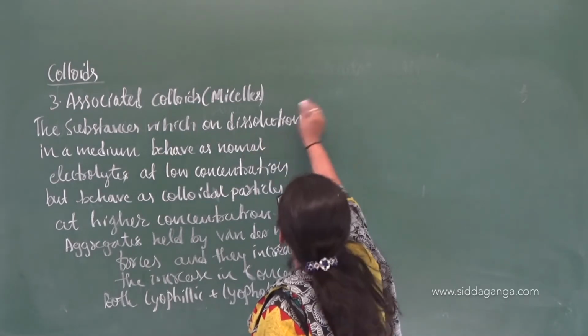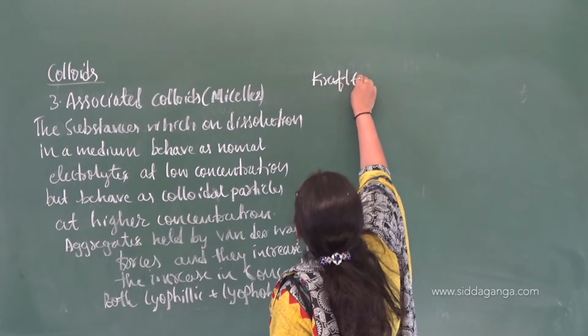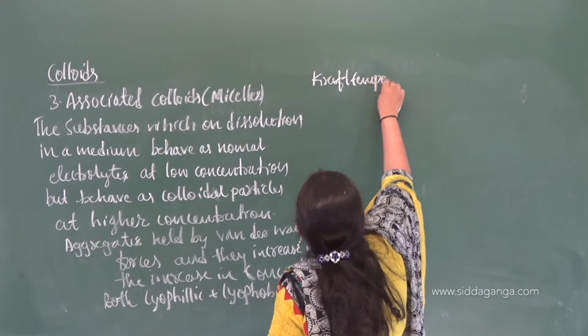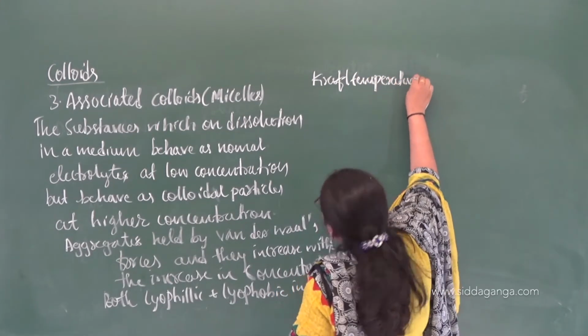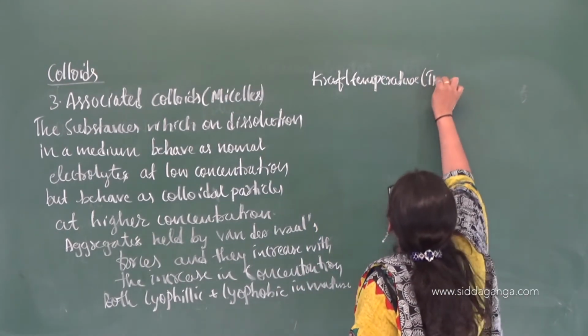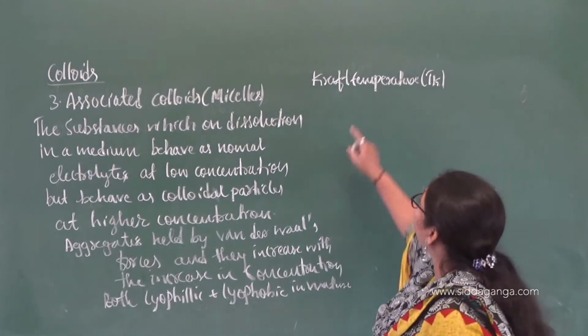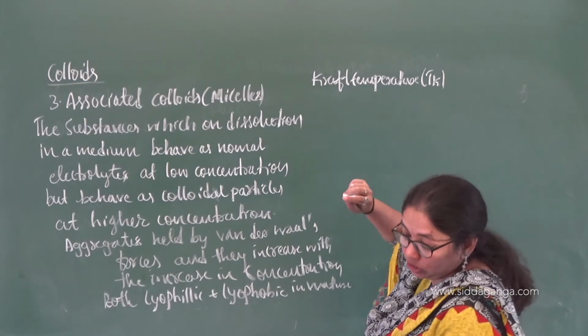And with reference to these associated colloids only, you have to learn about this one also: Kraft temperature. It is represented as Tk, just like your critical temperature. It is also a critical constant, like that. Kraft temperature. What is this temperature?